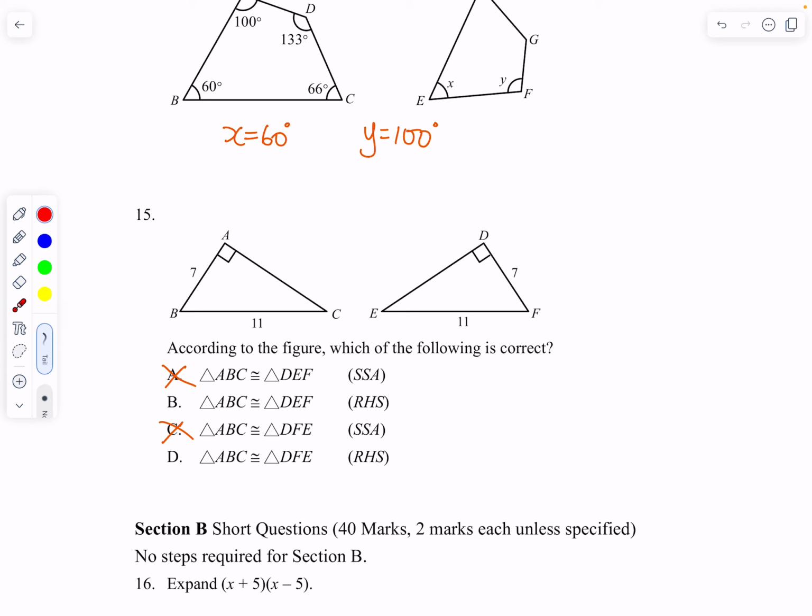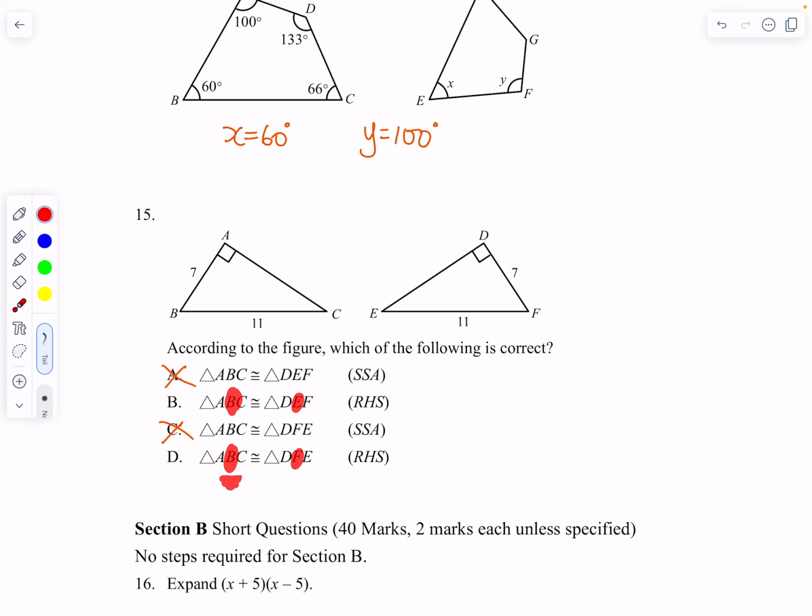Now check. What is the difference between these two? Behind this, they are the same. Which angle will be the same as which? Between 7 and 11, it's B. Between 7 and 11, it's F. So that means B and F will be the same. B and F will be the same with each other.